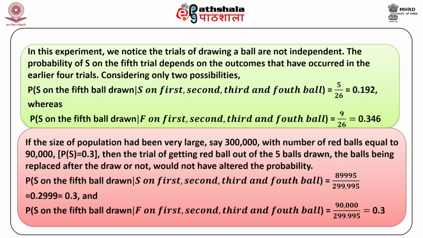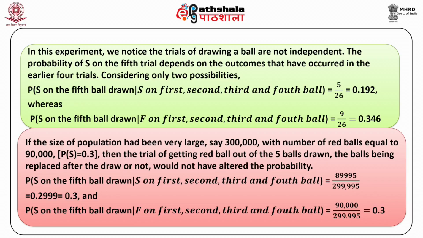What we observe from this example is that trials are interdependent. The probability changes depending upon the outcomes in the previous trials. So this experiment does not follow the binomial distribution. If each ball had been replaced after being drawn from the container, then trials would have been independent. However, if the size of the population had been very large, let's say 3 lakhs, with number of red balls equal to 90,000, then probability of S again is equal to 0.3, 90,000 divided by 3 lakhs.